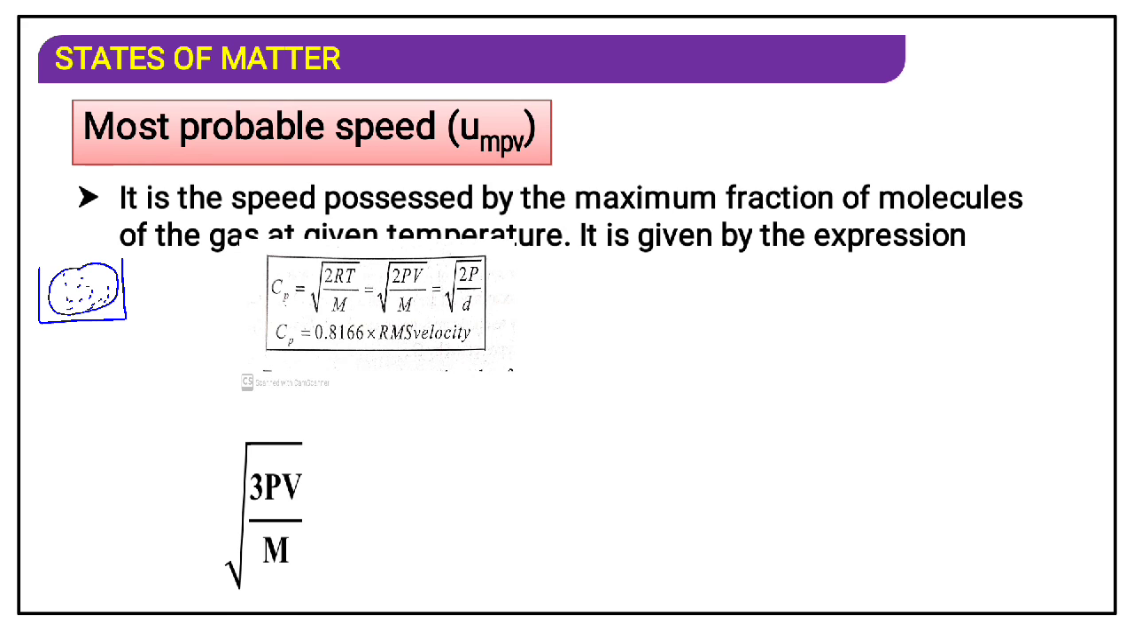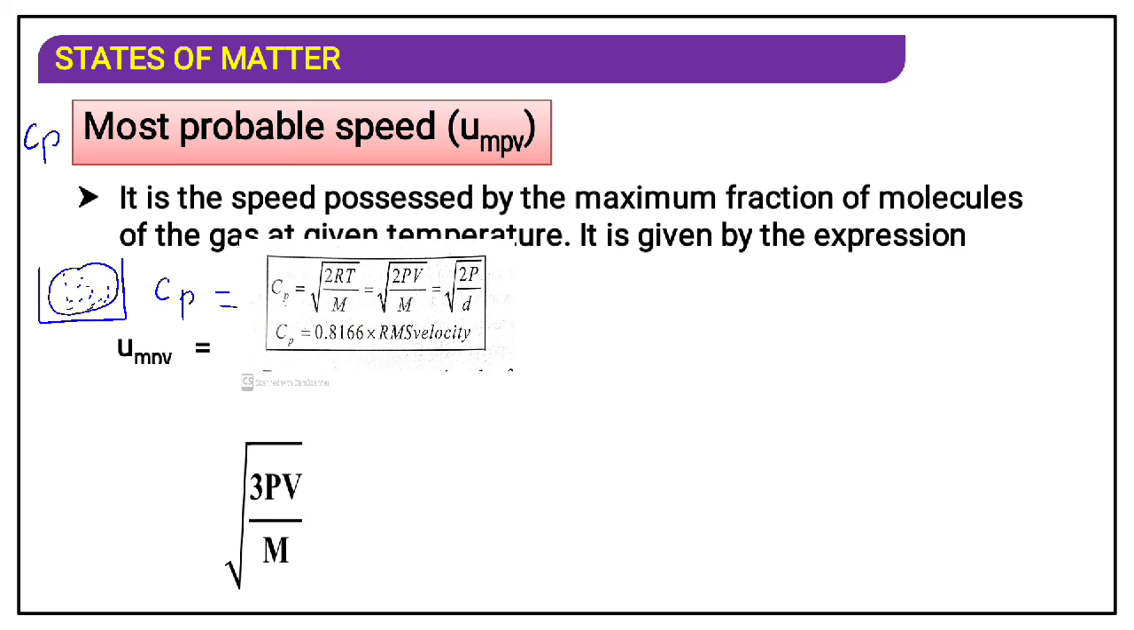This is represented by u mpv. We have another way to represent the most probable velocity, that is called as Cp. Cp is nothing but the most probable velocity. We have the following formula to calculate the u mpv, or Cp. What is Cp equal to?